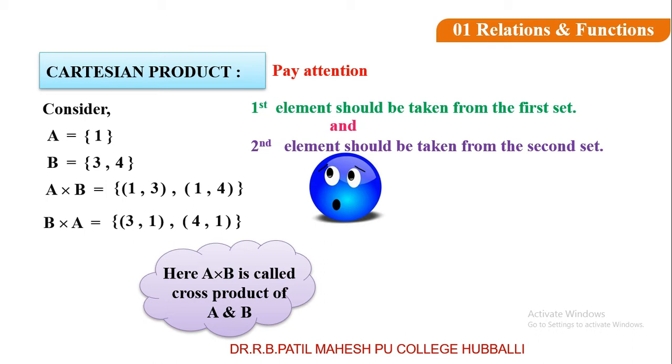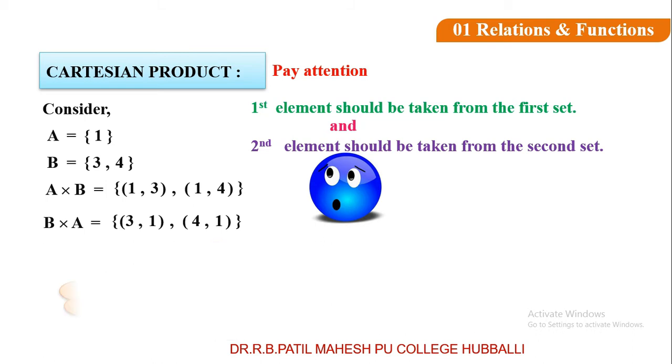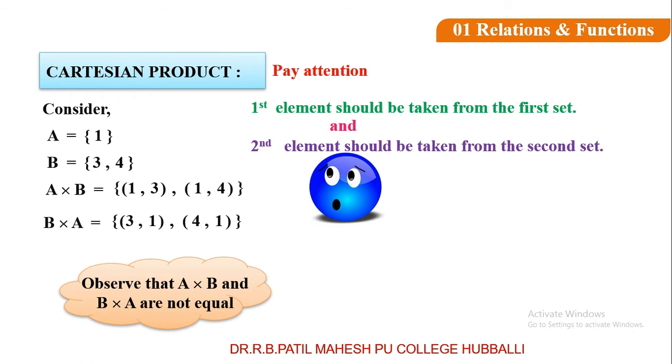Try to understand the difference between A cross B and B cross A. Observe that A cross B and B cross A are not equal. Dear students, A cross B is (1, 3), (1, 4). B cross A is (3, 1), (4, 1). Do you think they are equal? No, these are not equal. Remember always, A cross B and B cross A are not equal.